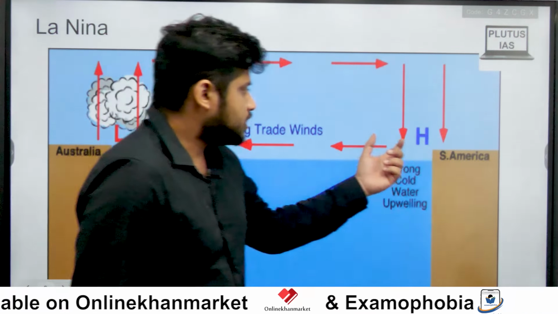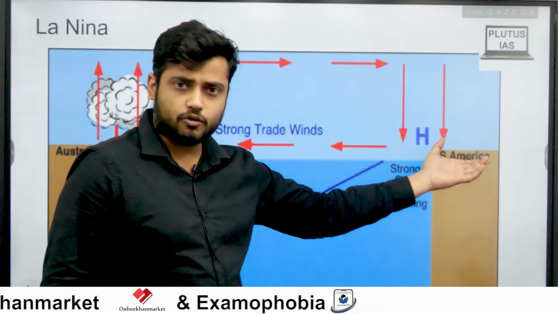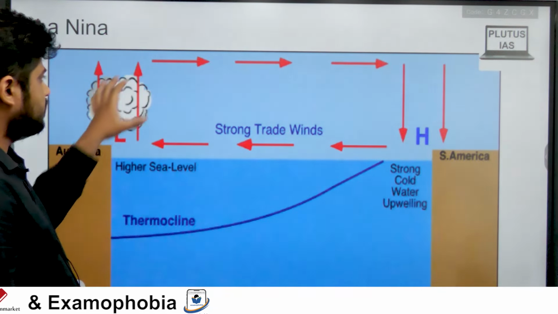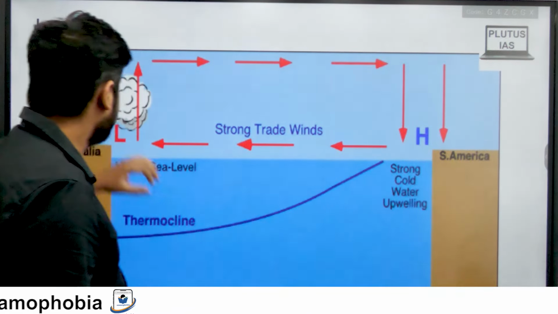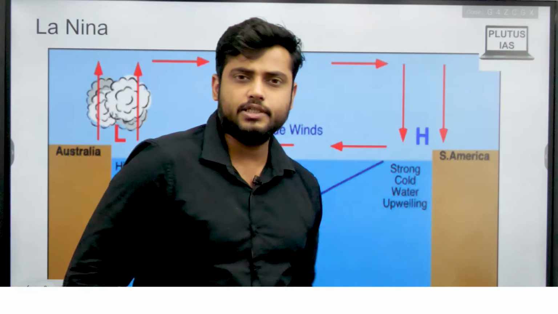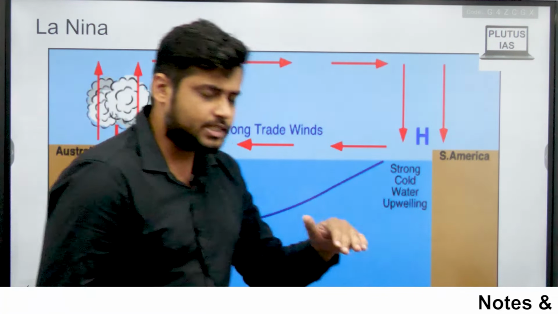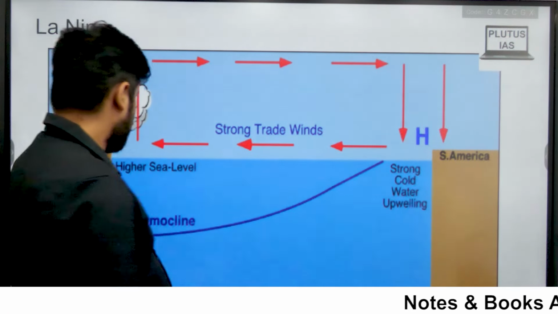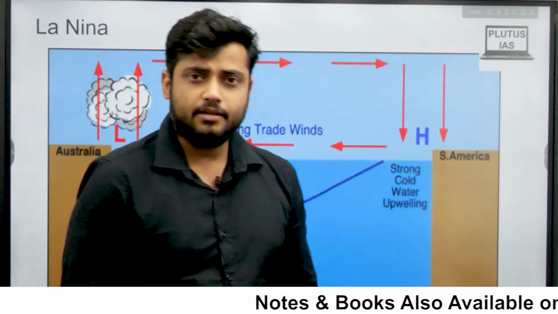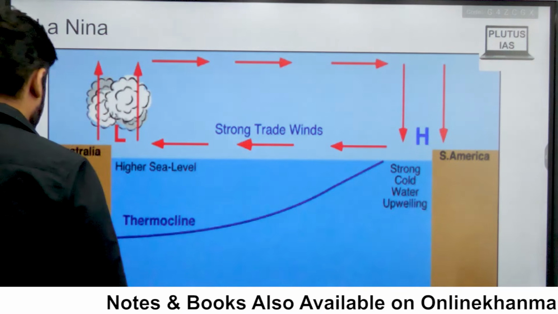So under the normal situations, we have high pressure near the coast of South America and low pressure near the coast of Australia. Under normal conditions there is rainfall on the Australian coast and dry conditions on the South American coast. In case of La Nina, the sea surface temperature falls below the average value, by up to 4 degrees Celsius.